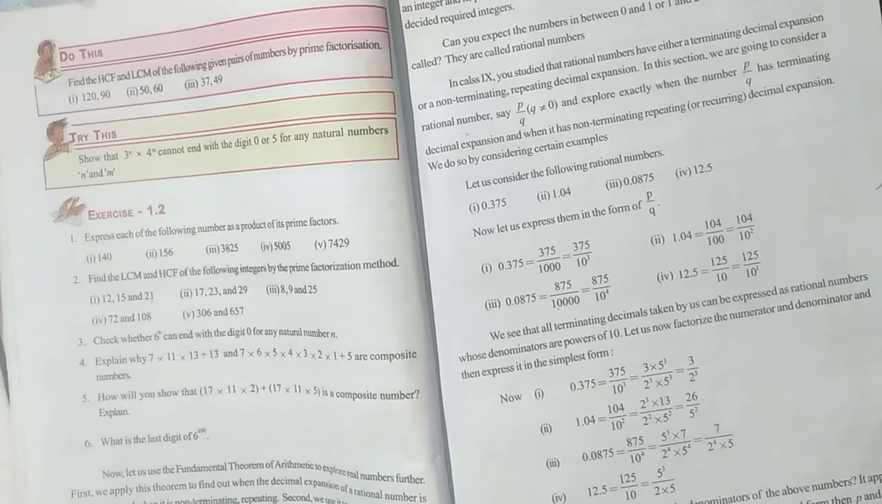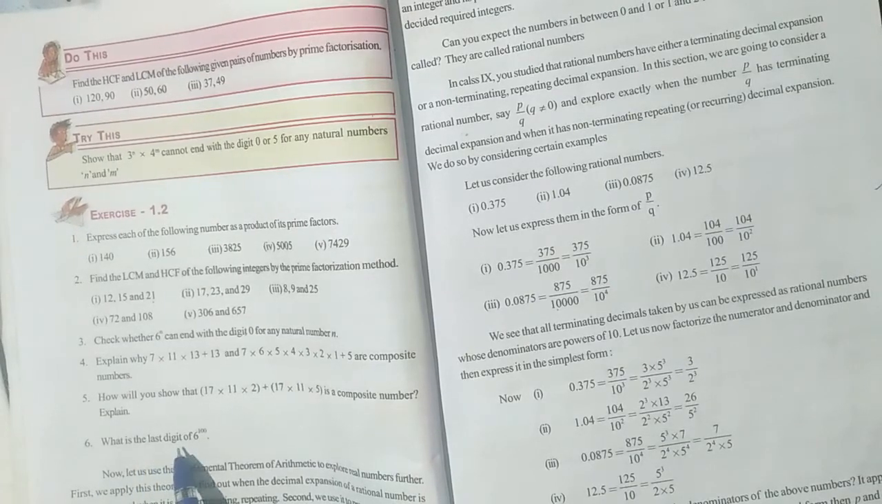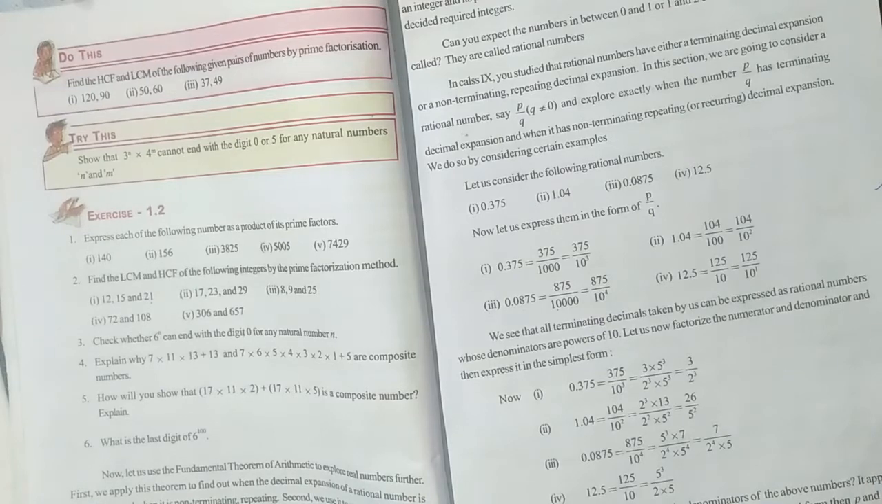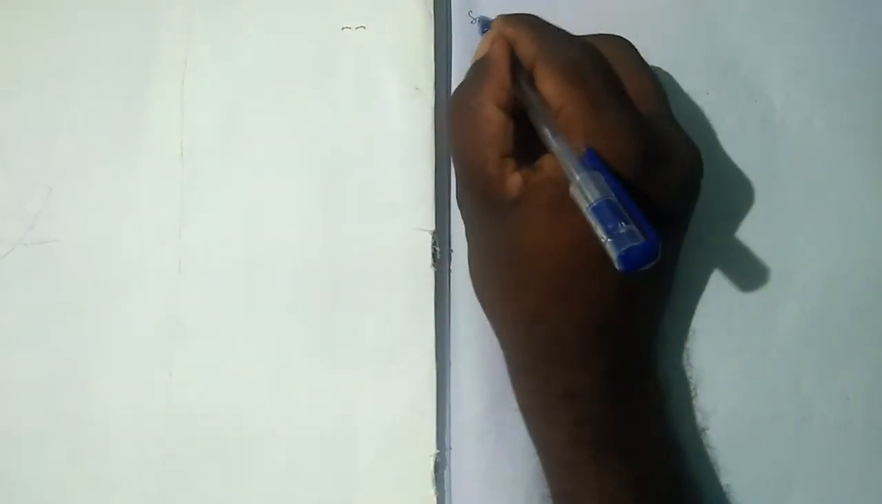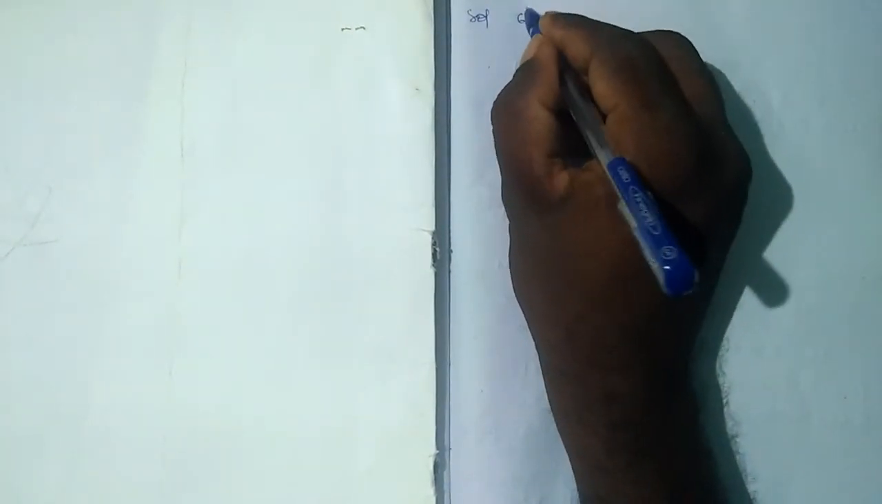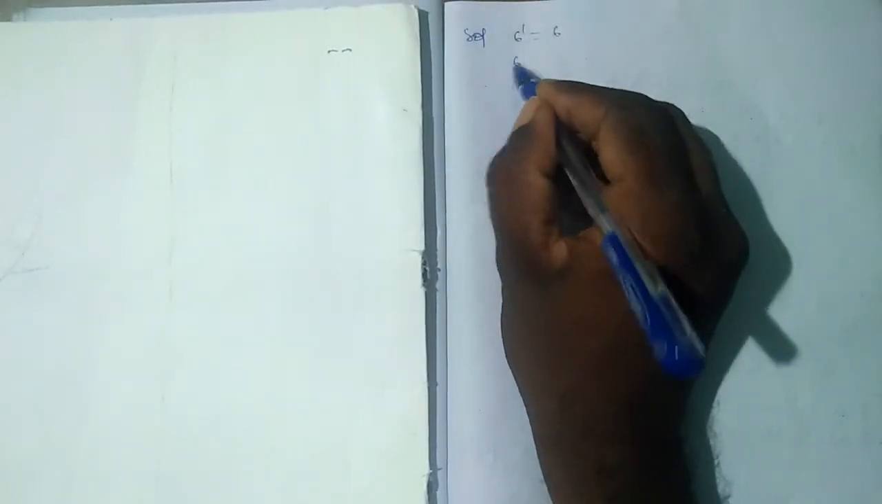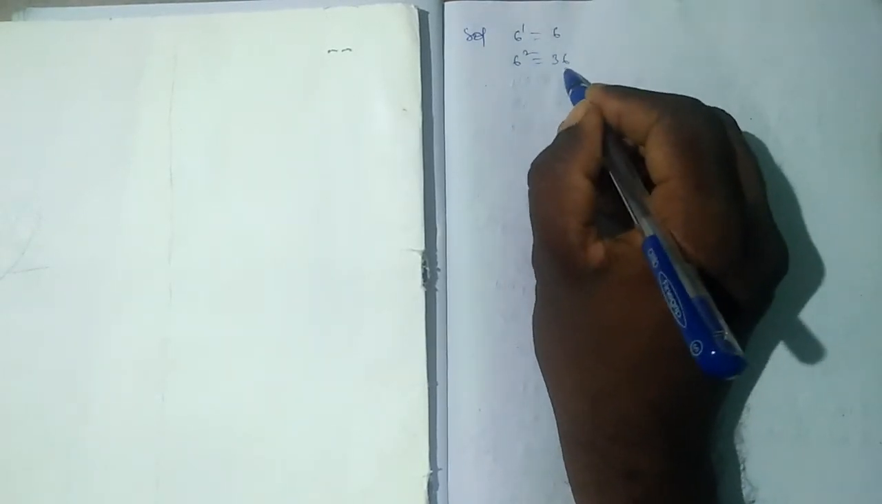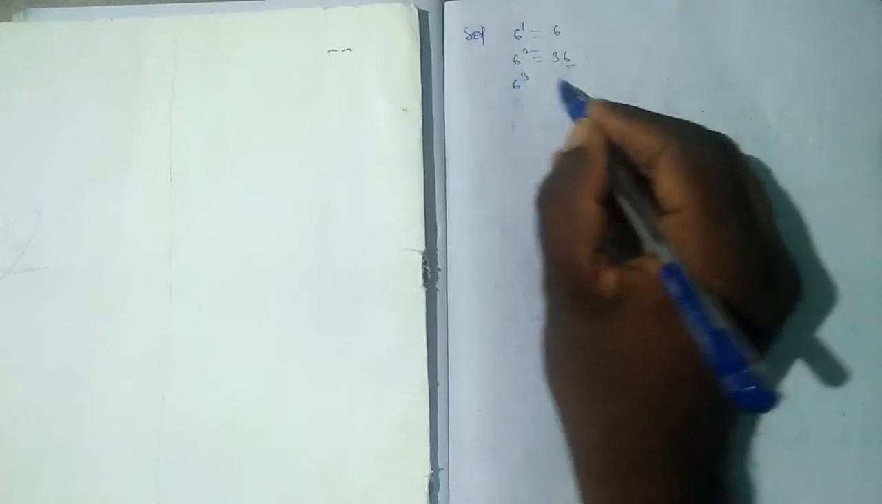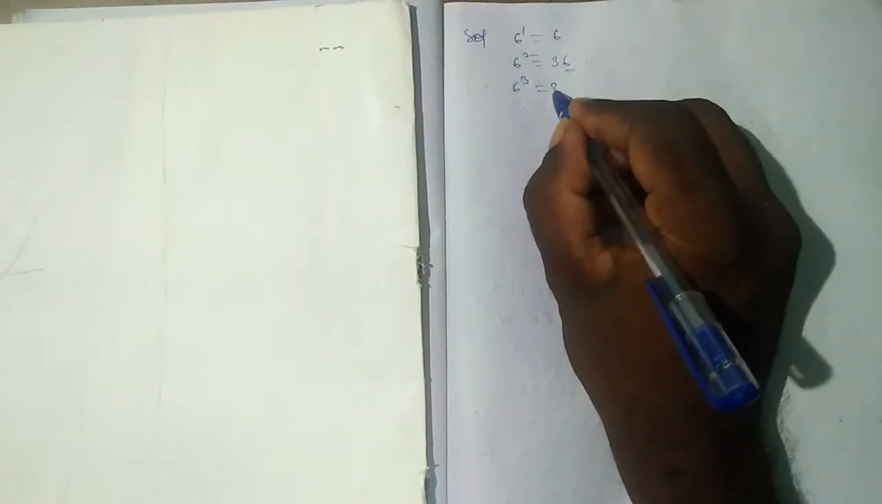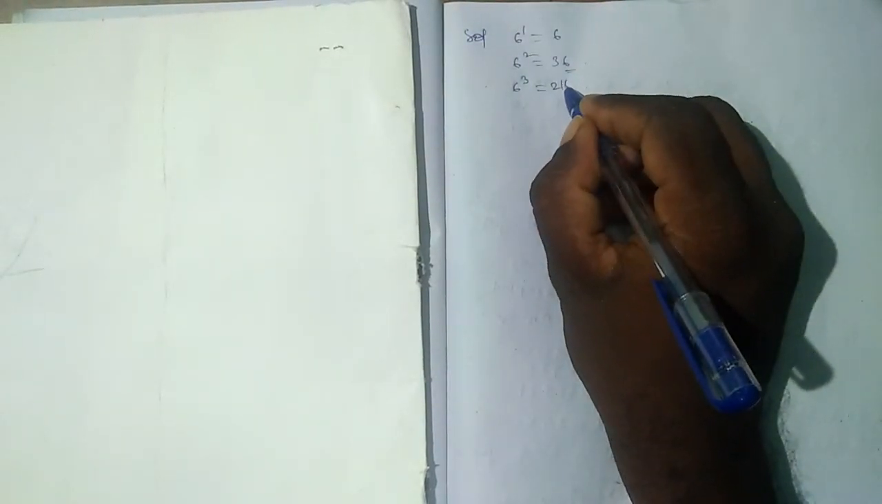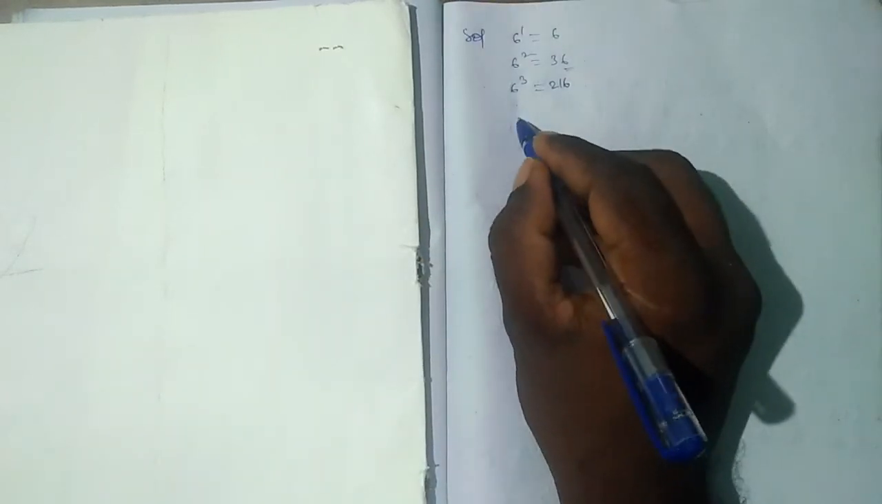Sixth problem. What is the last digit of 6 to the power of 100? Solution. 6 to the power of 1 is equal to 6. 6 square is equal to 36. 6 cube is equal to 216, and so on. See here, what is happening?